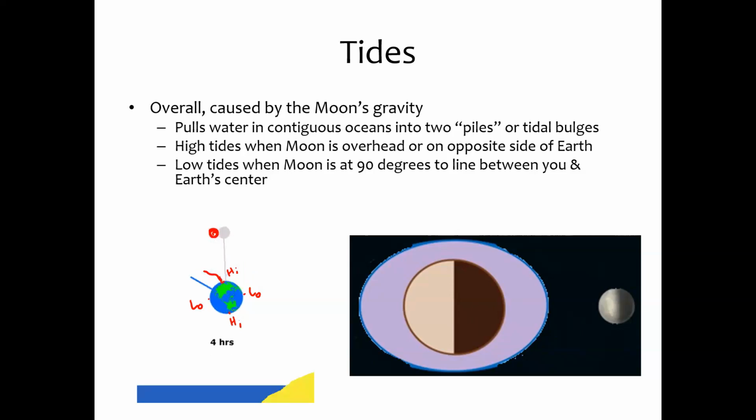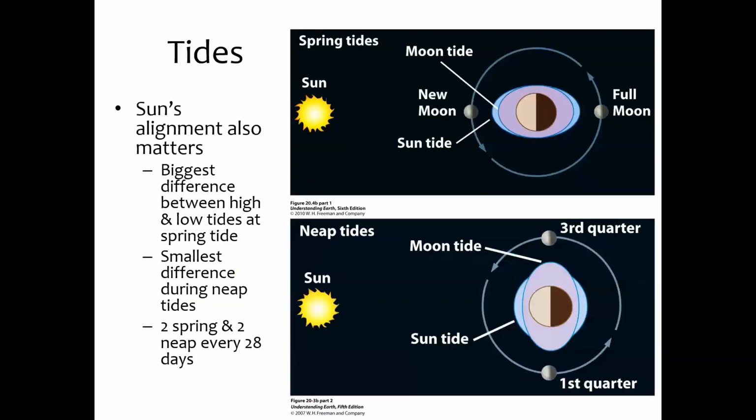The way that it works is that gravity is going to pull water in Earth's contiguous oceans, because the ocean really spans Earth's surface, into these 2 piles or tidal bulges. It makes sense that there'd be one directly under the moon, because that's where the moon is closest and pulling the hardest on the water. But it also turns out that there's a pile on the other side of the moon as well. We won't worry too much about why that is.